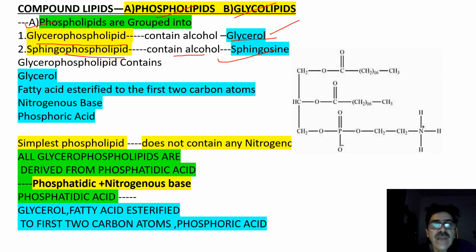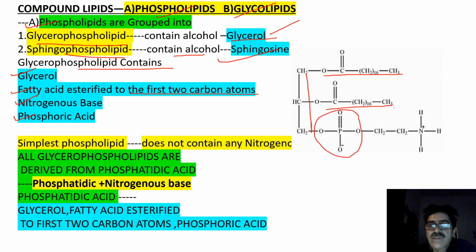Now we conclude that glycerophospholipids contain three important parts. One is glycerol forming the basic backbone. Fatty acids, they are esterified to the first two carbon atoms of glycerol, nitrogenous base and phosphoric acid. Here you can see the simple structure of phospholipid. This is the basic backbone, glycerol. Here two fatty acids are esterified to the first two carbons of glycerol. Next you have this phosphate group present. To this phosphate group is attached a nitrogenous base. Now the simplest phospholipid does not contain a nitrogenous base.